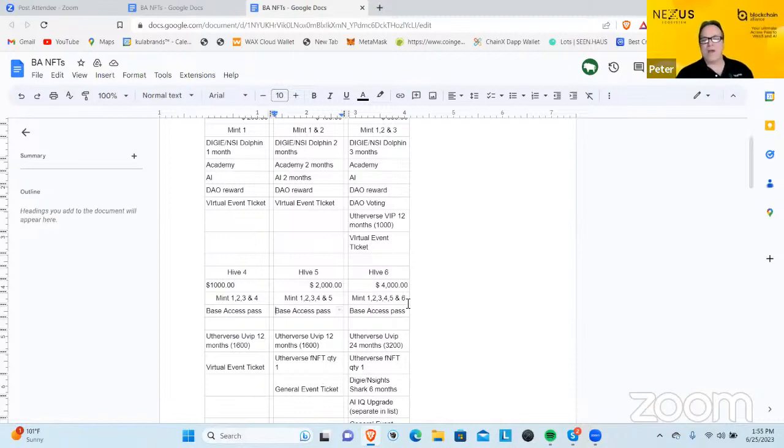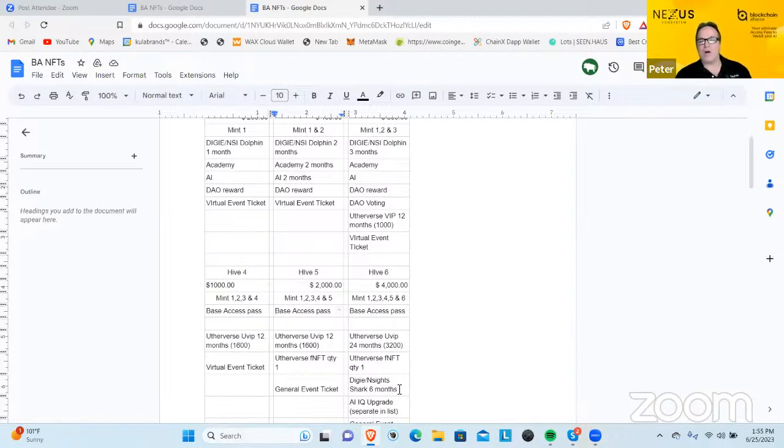All right. And then you have Hive 6. Of course, that's $4,000 in crypto. You're going to get NFT 1 through 6, each mint. You're going to get the base. You're going to get Digi, NSI, Academy, AI for 6 months, the card solution for 6 months when that comes out. You're going to get Otherverse UVIP for 24 months, 3,200 UTHEX. You're going to get 1 NFT.